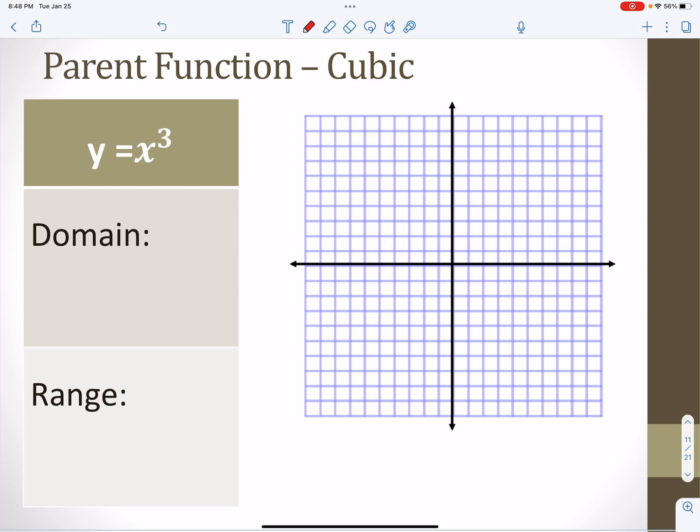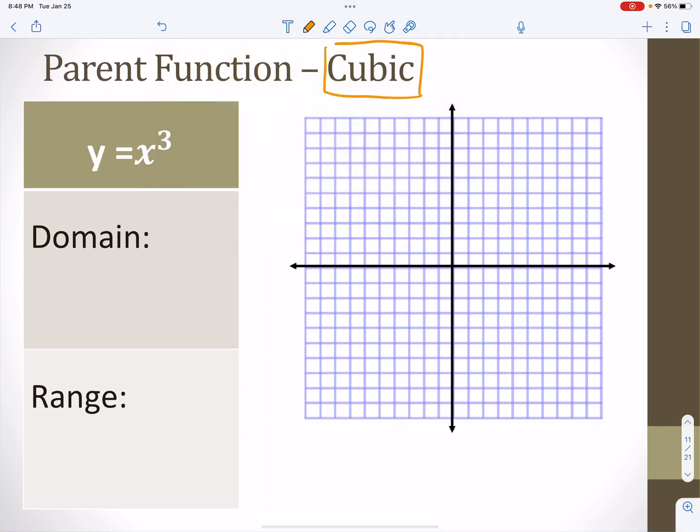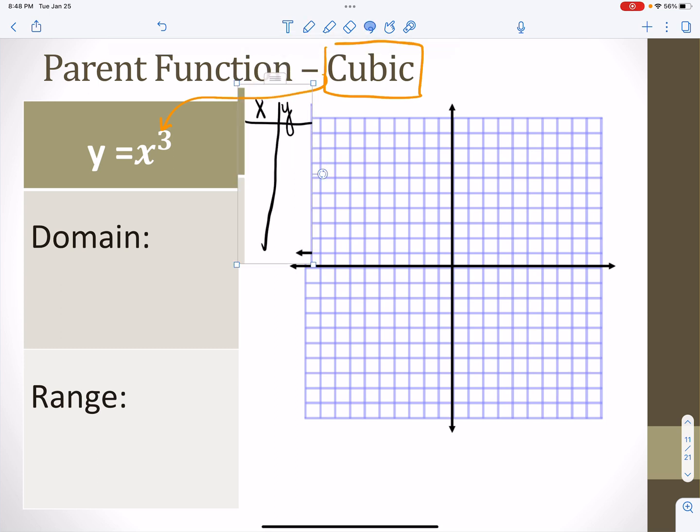Okay, so the next parent function, after we spend a lot of time on quadratics, that's next chapter, and then after that we're going to do what's called polynomials. So this is a special polynomial. It's called a cubic function because my exponent is cubed. Okay, so I would like you to put in some X's and Y's and just give me what your answer would be, please. And sketch a graph. Pause.